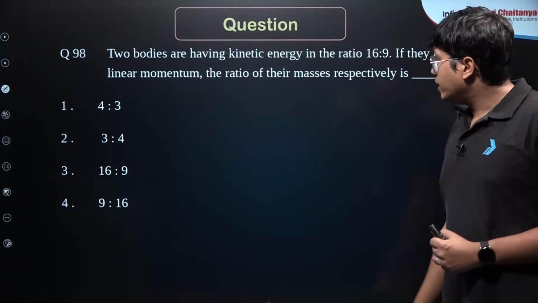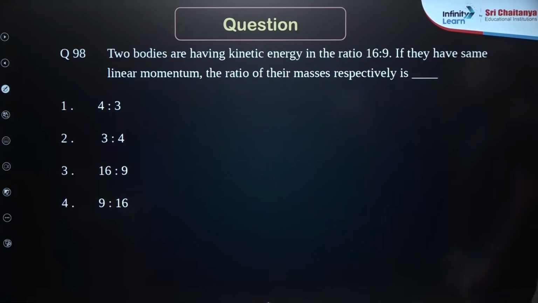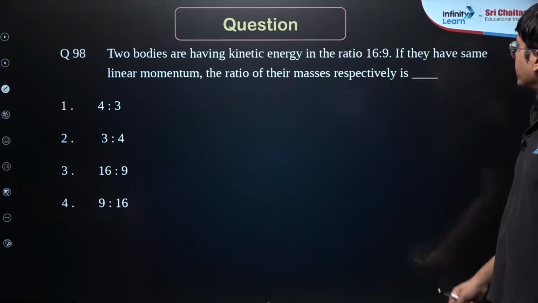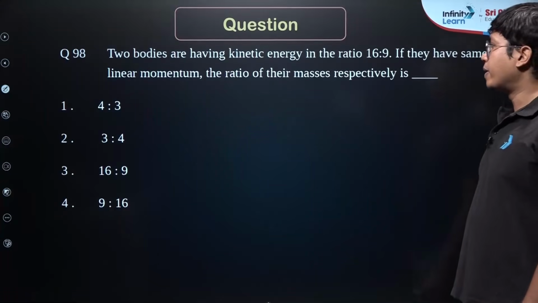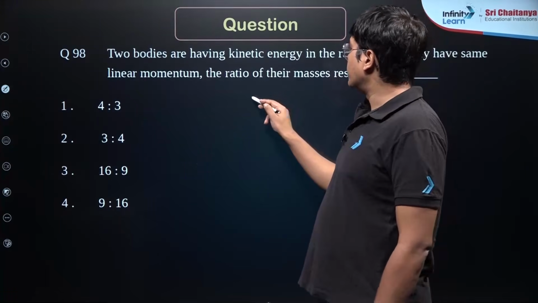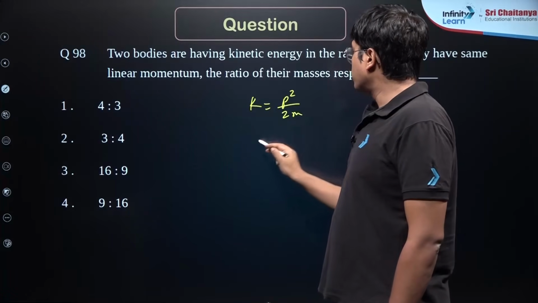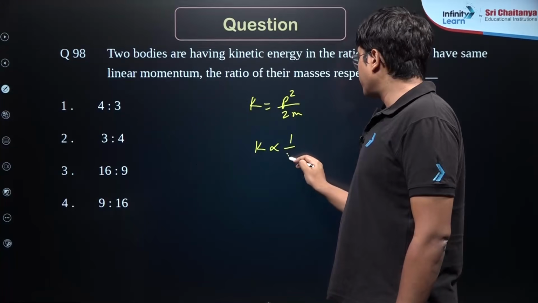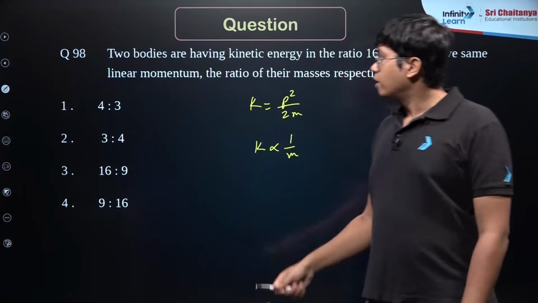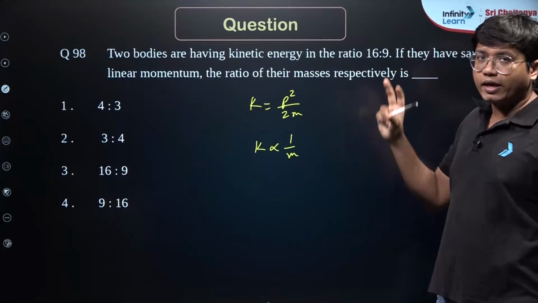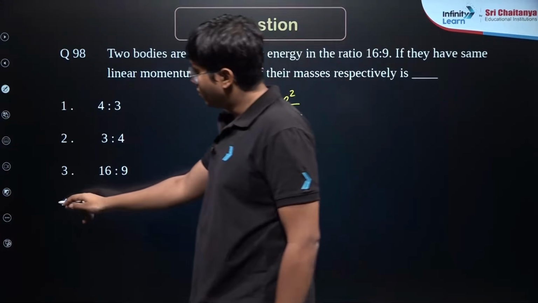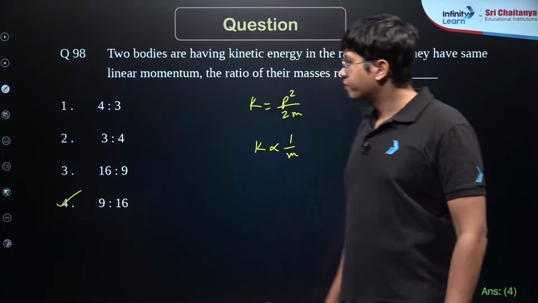Next one, two bodies are having kinetic energy in the ratio 16:9. They have the same linear momentum. The ratio of the masses is how much? We know kinetic energy in terms of momentum, p square by 2m. So kinetic energy is inversely proportional to the mass if the momentum is the same. So if kinetic energy is in the ratio 16:9, mass will be in its reverse ratio, which is 9:16.